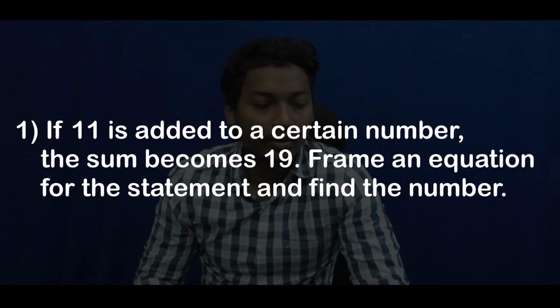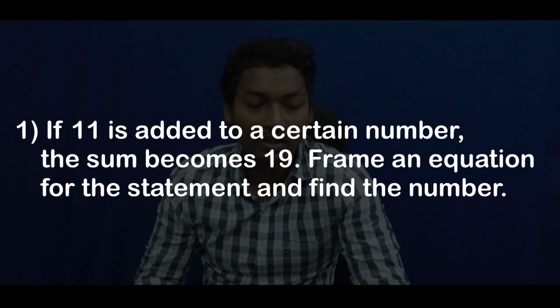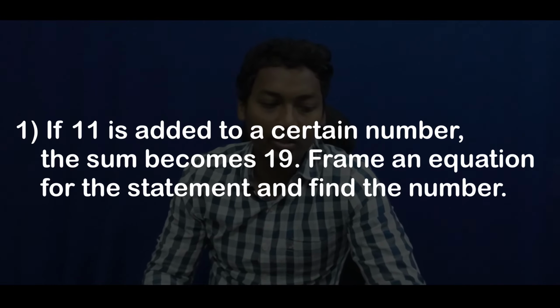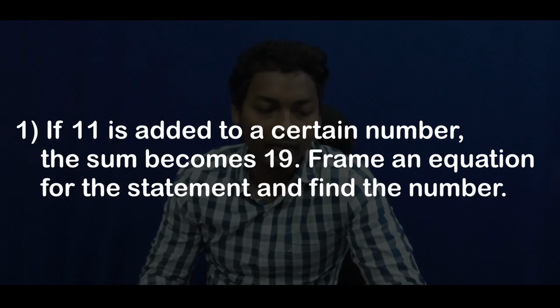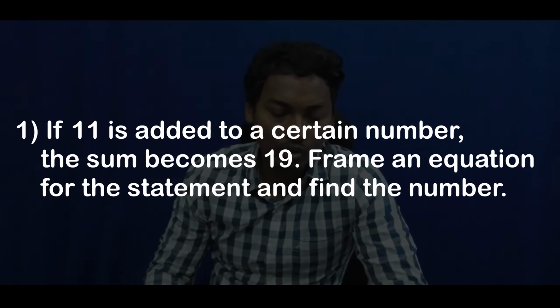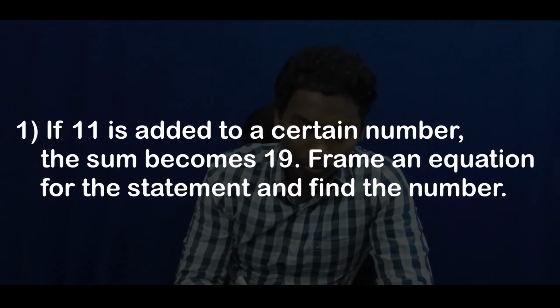Let's get going. So the first question: if 11 is added to a certain number, the sum becomes 19. Frame an equation for the statement and find the number. So question 1 says, if 11 is added to a certain number, do we know the number? No, we don't know the number. So what can we take the number to be? We can say let the number be x.